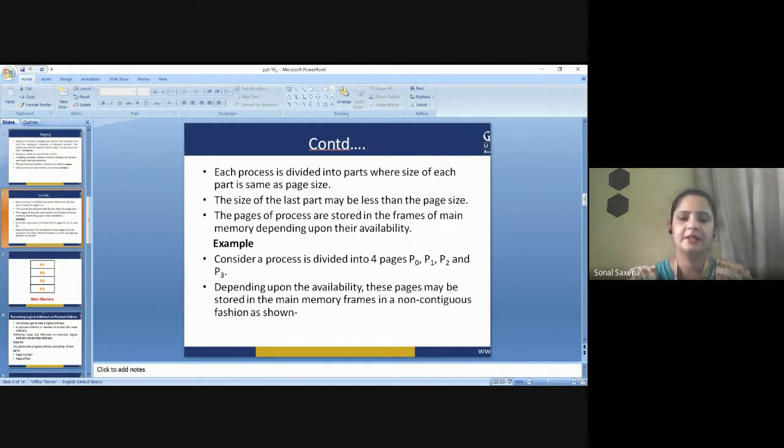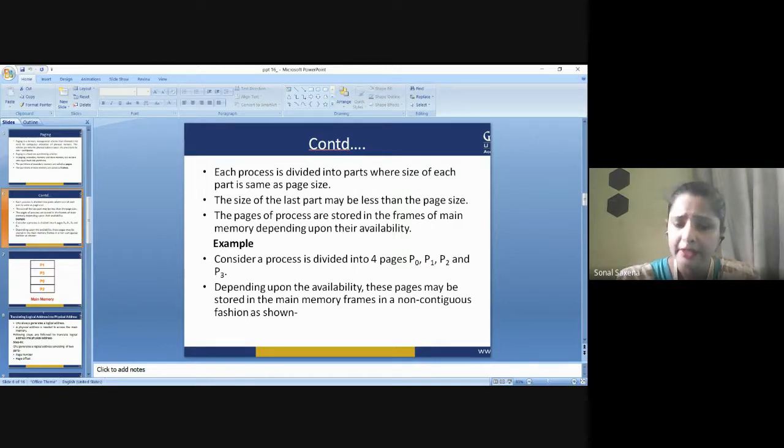Now consider this example. I'll show you how we are doing that. Consider a process which is divided into 4 pages. Let's say P is a process. As I told you, even the process has to be broken down into a few partitions which we call pages, and which we are going to store in the secondary memory. So here I have partitioned my process into 4 different partitions: P0, P1, P2, and P3, and I'm calling them pages.